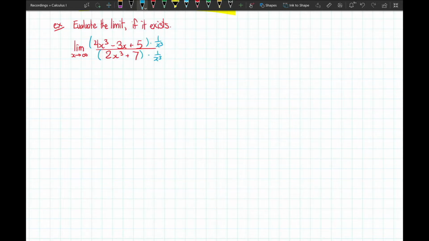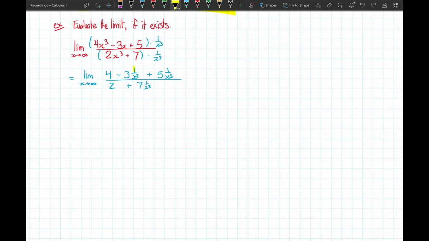And that can be distributed across each of the terms in the numerator and denominator so that we can end up with smaller rational expressions and evaluate each individually. 4x cubed divided by x cubed is going to be 4, which is a constant. The x term, when we divide by x cubed, is going to give us 1 over x squared. And then the final term will just be 5 times 1 over x cubed. In the denominator, the x cubes will cancel out of the first term, leaving just a constant 2, and we end up with 7 times 1 over x cubed.